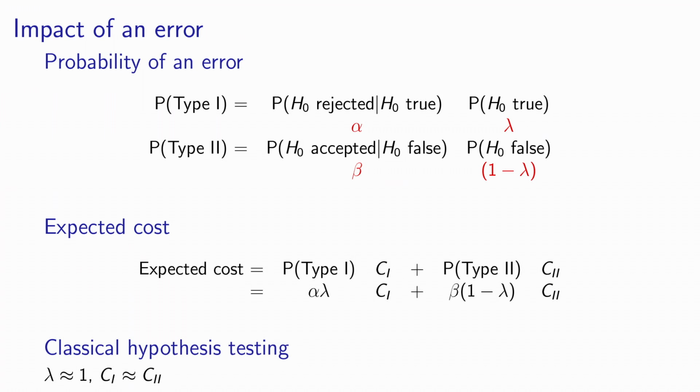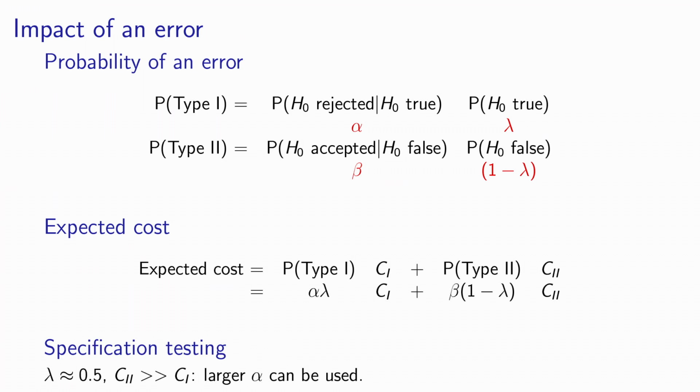In classical hypothesis testing, lambda is close to 1. So usually H0 is a hypothesis that we really believe in. And as I said before, the cost or the impact of making a type 1 or type 2 error is basically the same. So it means that to minimize the expected cost, it's custom to take alpha, which is low. In practice, it's usually taken to be 5% or 1%. So we prefer small alphas.